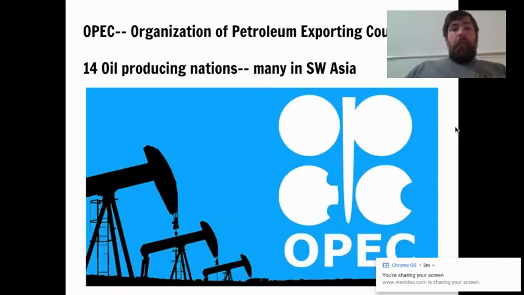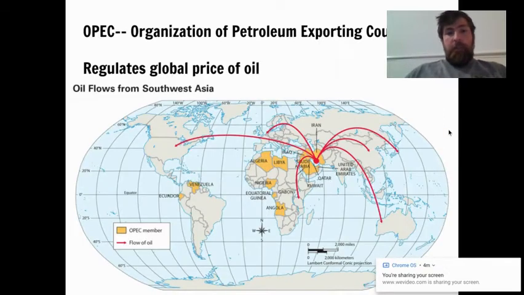Another example of economic cooperation internationally is OPEC, the Organization of Petroleum Exporting Countries, which is 14 different oil-producing nations. We talked about this when we talked about Southwest Asia because that's where most of these countries are located, but it includes other countries too, like Venezuela and Nigeria, countries that make a lot of their money by exporting oil. And these countries work together to try to regulate the global price of oil and keep the price of oil stable. They don't want it to be too expensive, and they don't want it to be too cheap. It's in their interest to keep the price of oil relatively under control.